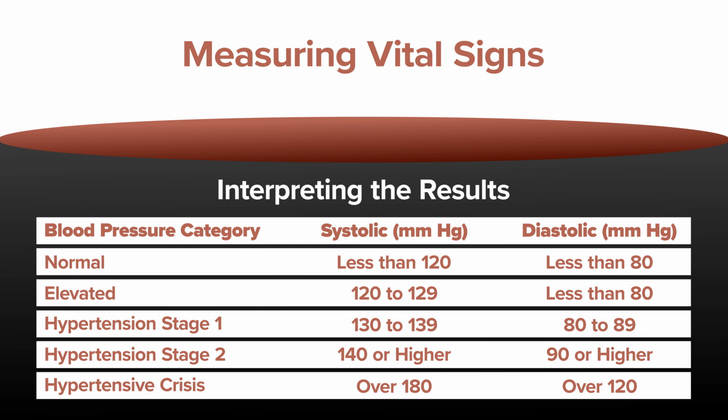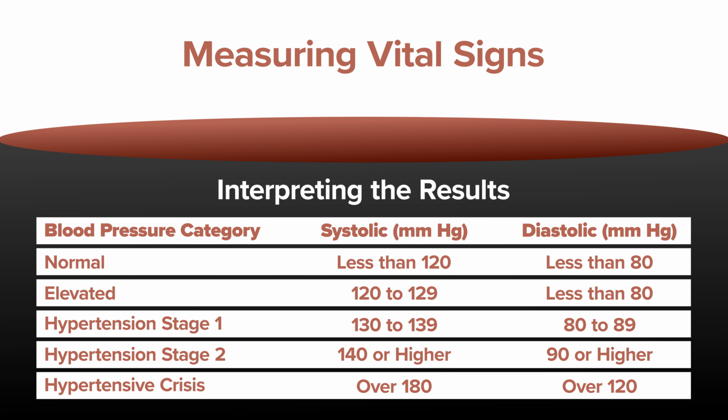Normal. Systolic pressure less than 120 and diastolic pressure less than 80. Elevated. Systolic pressure between 120 and 129 and diastolic pressure less than 80. High blood pressure or hypertension stage 1. Systolic pressure between 130 and 139 or diastolic pressure between 80 and 89.